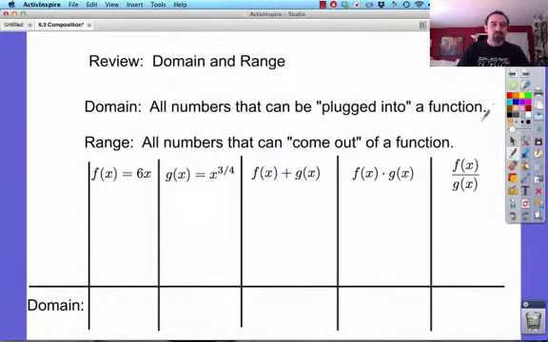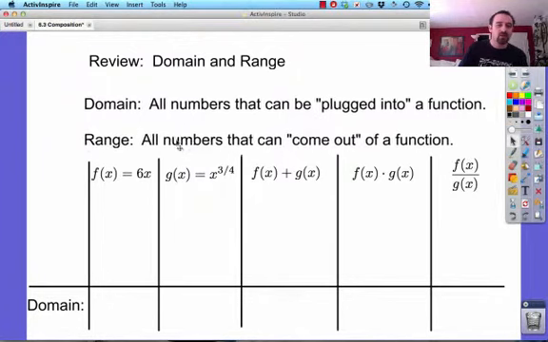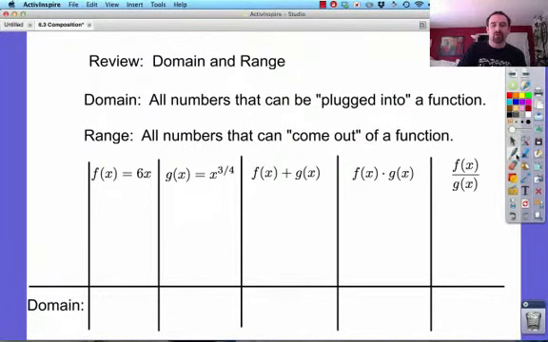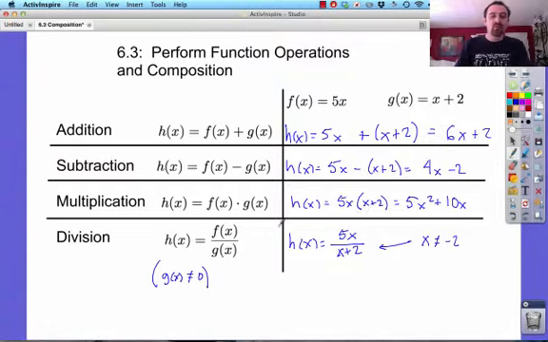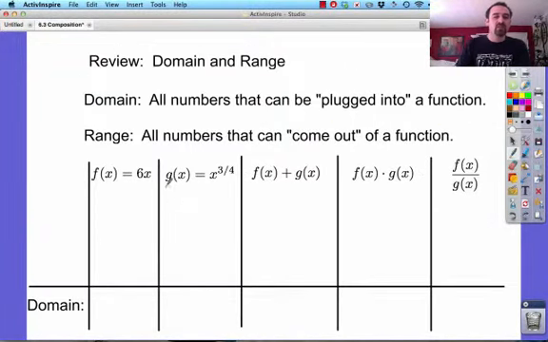Okay, so let's just do a quick review of domain and range. We're going to spend most of our time with domain here, but I want to define range at the same time. So domain and range, when we're talking about a function, the domain is all numbers that we can plug into a function, and the range is all numbers that can come out of a function. So a good example of that is previously here, where we looked at this function. The domain of g of x, I can plug any number into this, but for the domain of h of x, I cannot plug in negative 2. Okay? So let's look at these functions here and see how it relates.